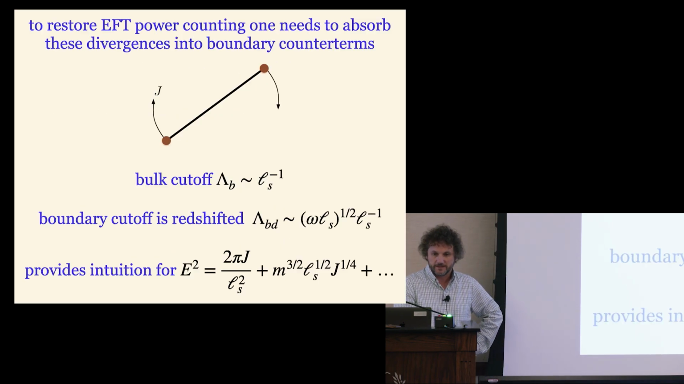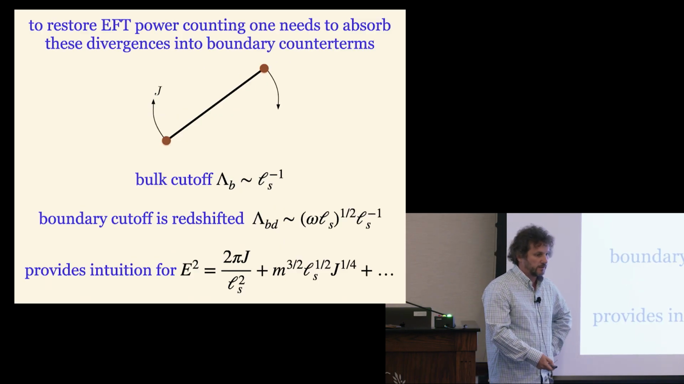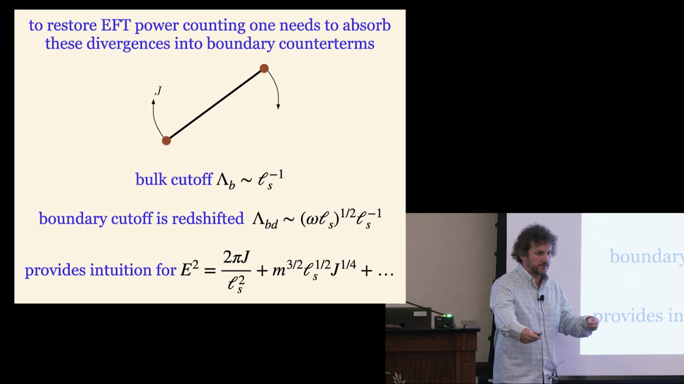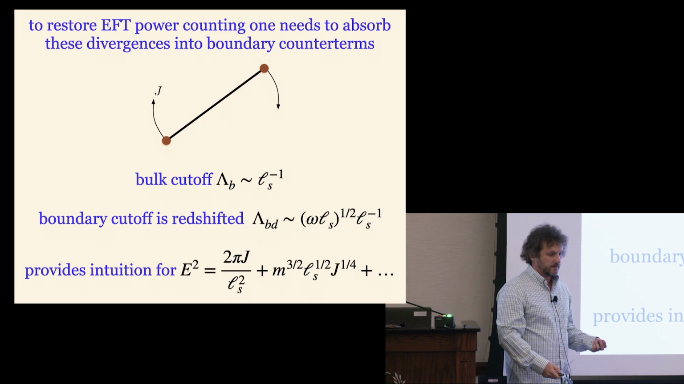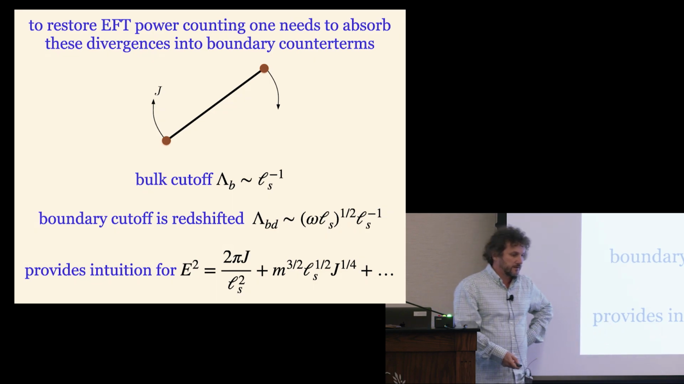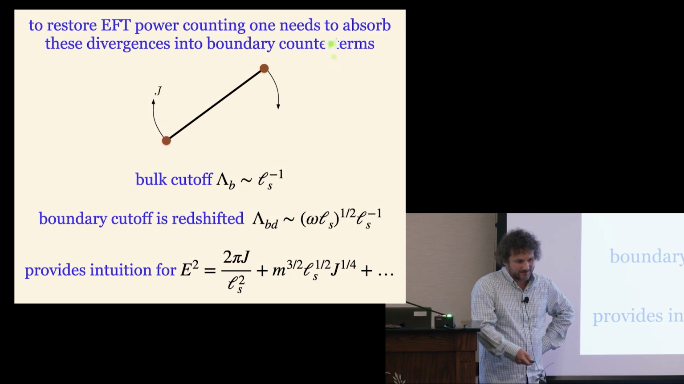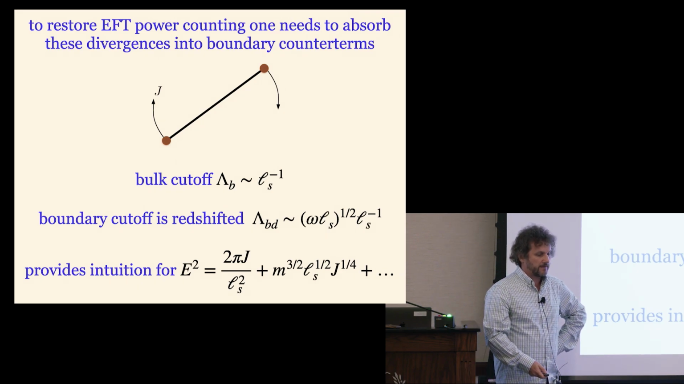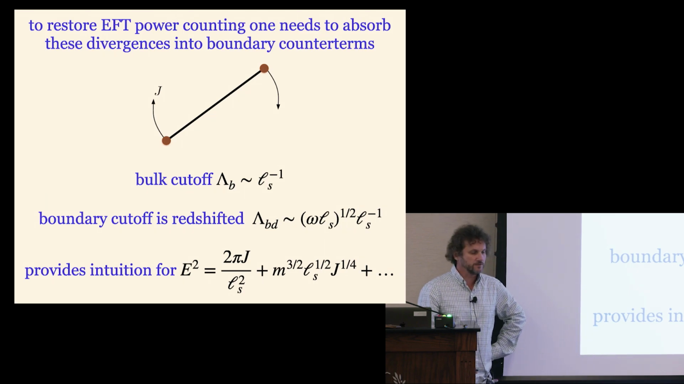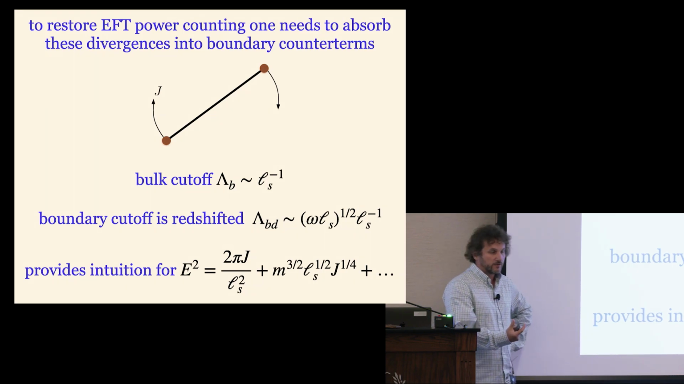But the idea is that to restore effective field theory power counting, essentially one needs to absorb these divergences into boundary counterterms. But that's not surprising from this picture. That matches what I was showing on the previous slide. And one qualitative consequence of that is that this becomes a two-scale system.